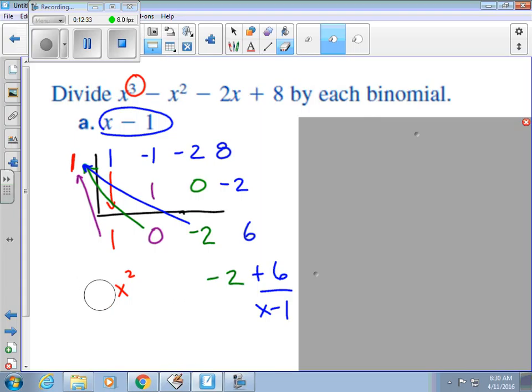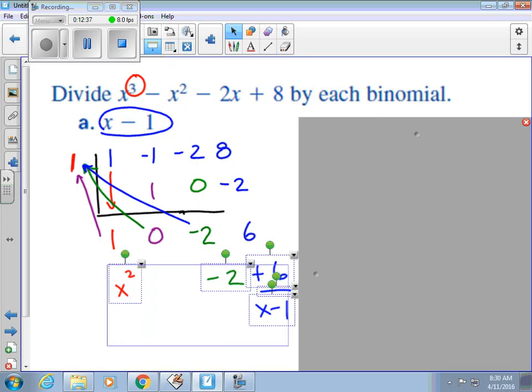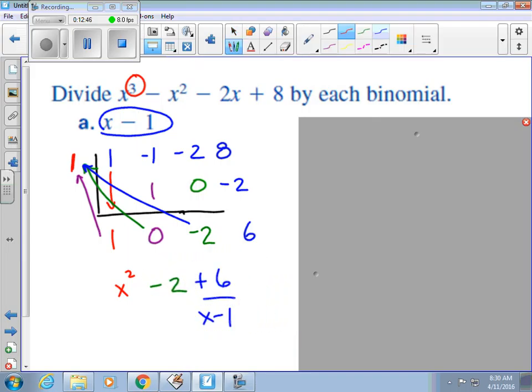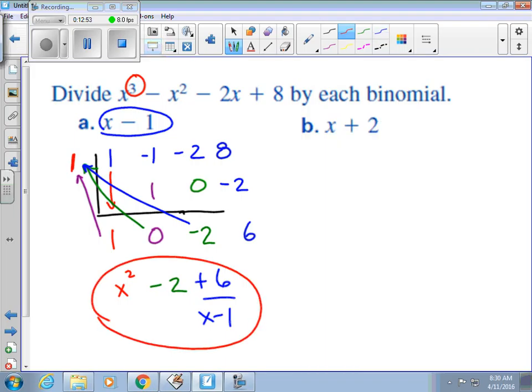1 as a coefficient isn't necessary. So this is what your answer is going to look like on this one when you simplify it. Not rolled like that. This. X squared minus 2 plus 6 over x minus 1. Do the same thing. Do the same polynomial, but divided by that one, x plus 2. Set it up the same way and see if you can come up with the proper coefficients and put them back where they belong.